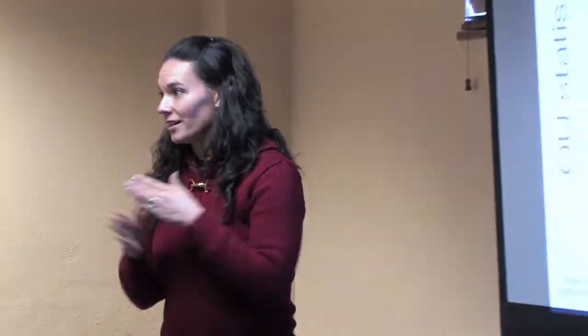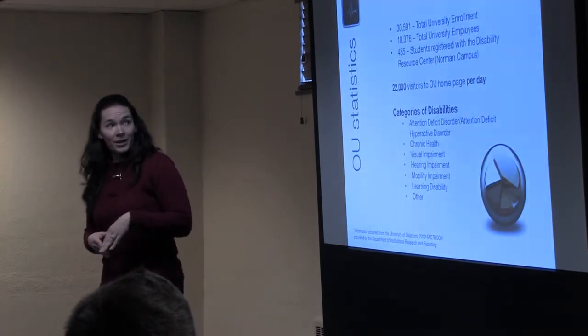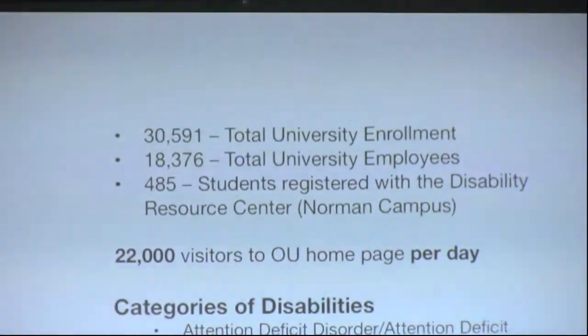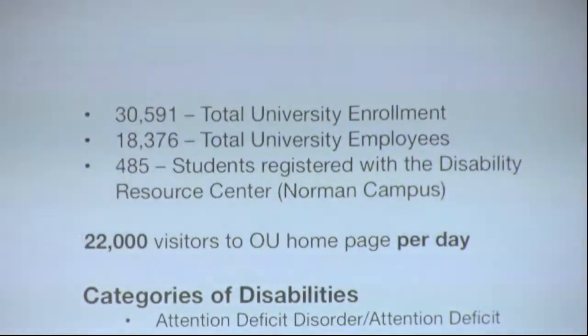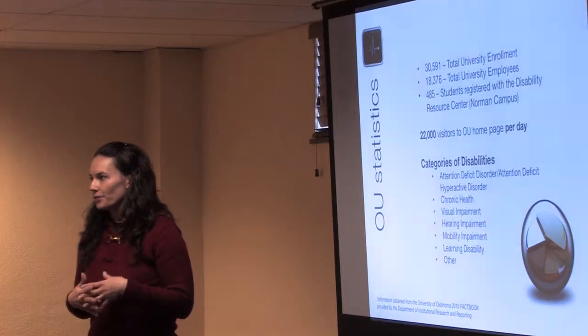Currently we have over 30,000 students enrolled across the 3 campuses here at OU. That's a lot of people just in and of itself to be looking at when we're thinking of accessibility. We also have over 18,000 employees, so nearly 49,000 people just within the university itself. Within the Disability Resource Center, we have 485 students currently registered. We also have over 22,000 visitors every day at the OU homepage. That's a lot of people, and not all of those are contained within the OU community. It could be anybody nationwide or worldwide wanting to get information from OU.